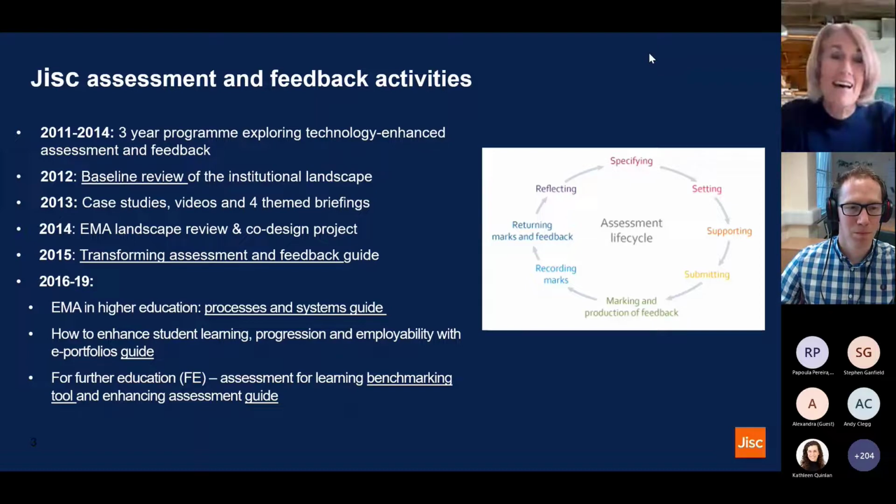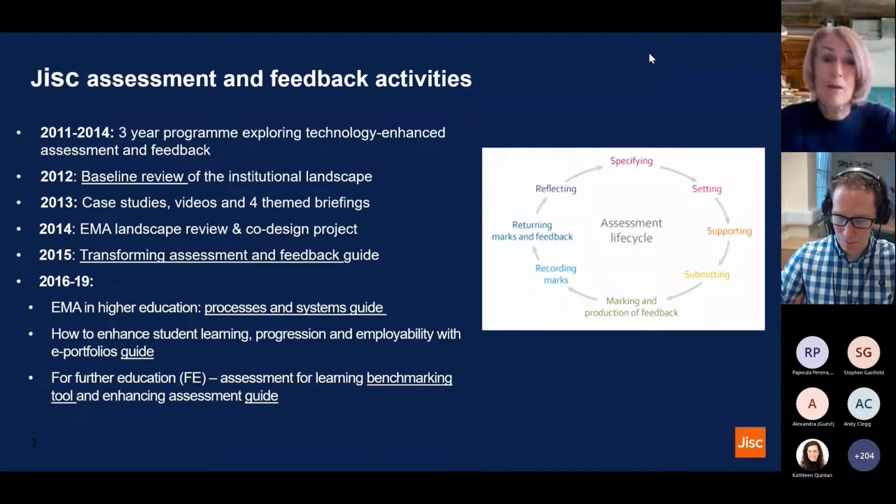And that is what informed a lot of the work that we did in some of our earlier research into assessment and feedback. If any of you are from FE, there's also some excellent FE resources that we developed, particularly around the benchmarking tool for enhancing assessment and feedback.